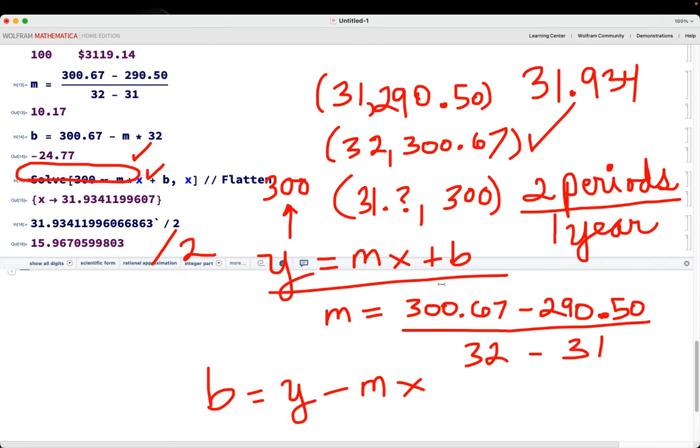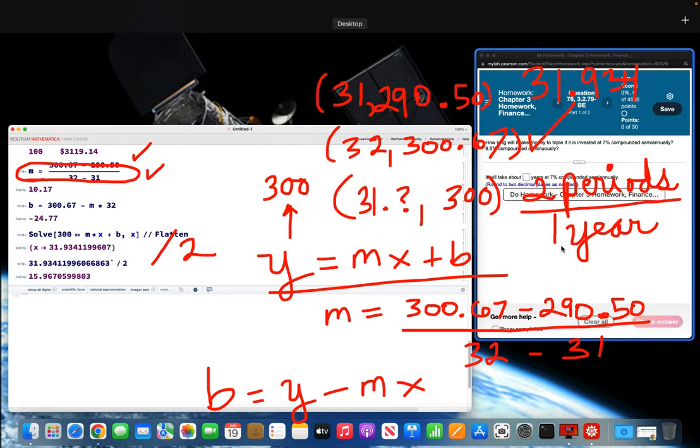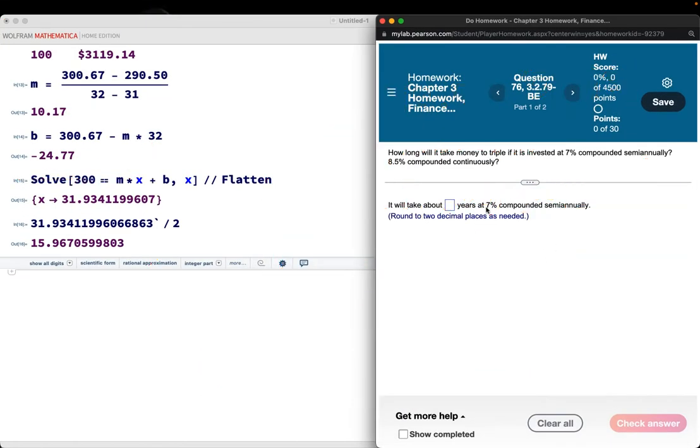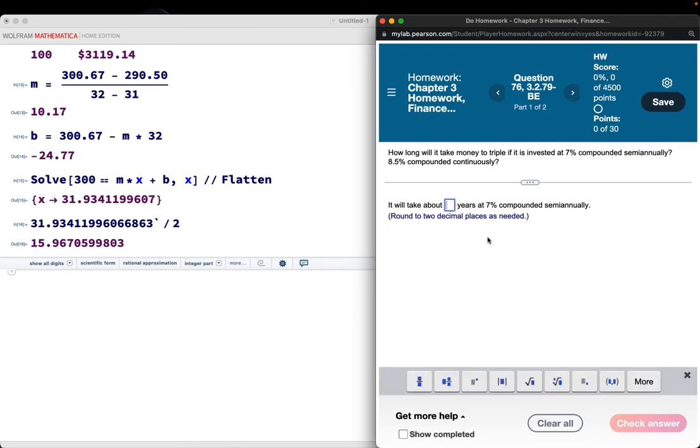Hopefully that'll be enough to satisfy Pearson. Let's see what Pearson has to say. It will take about 15.97 years at 7% compounded semi-annually.